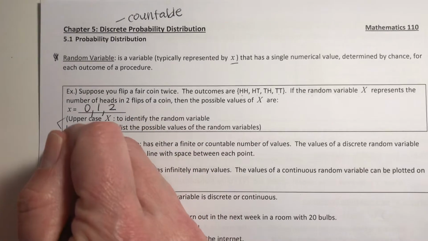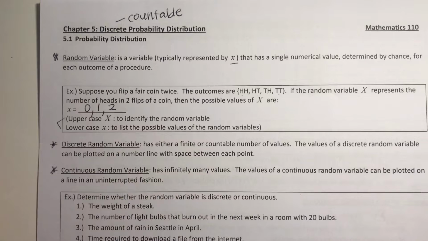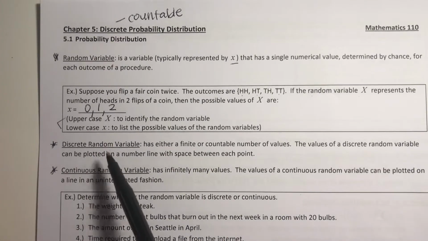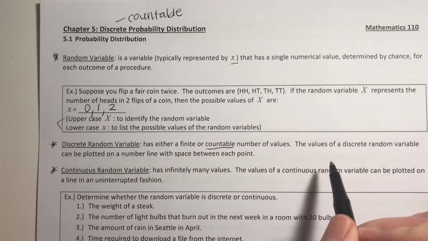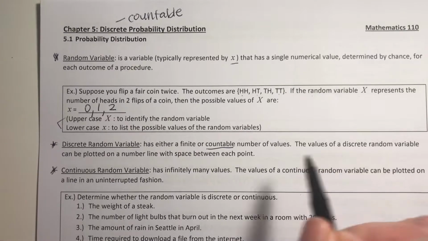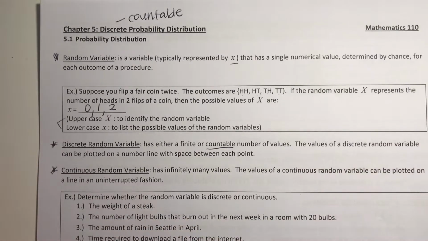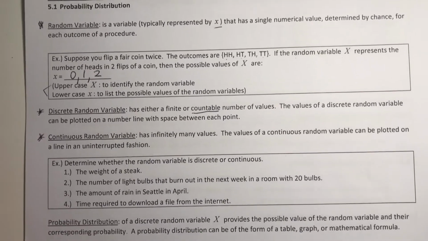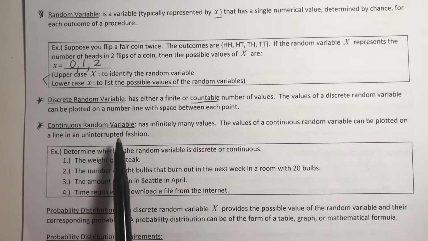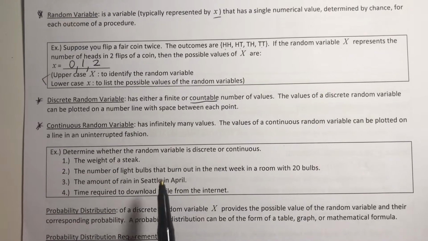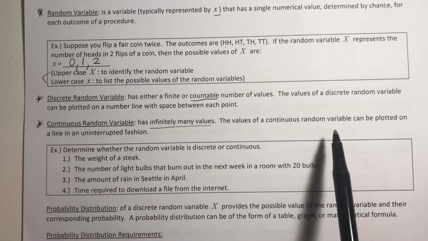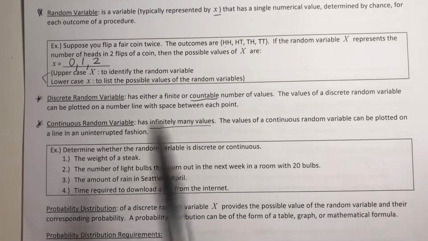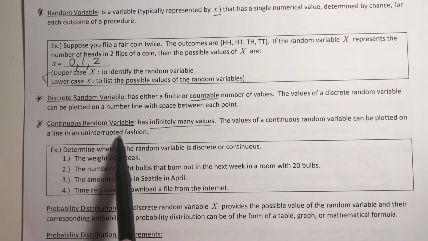We have what's called a discrete random variable and a continuous random variable, which goes along with what we learned back in Chapter 1. A discrete random variable has either a finite or countable number of values. The values can be plotted on a number line with spaces between each point. Whereas a continuous random variable has infinitely many values, and its values can be plotted on a line in an uninterrupted fashion.